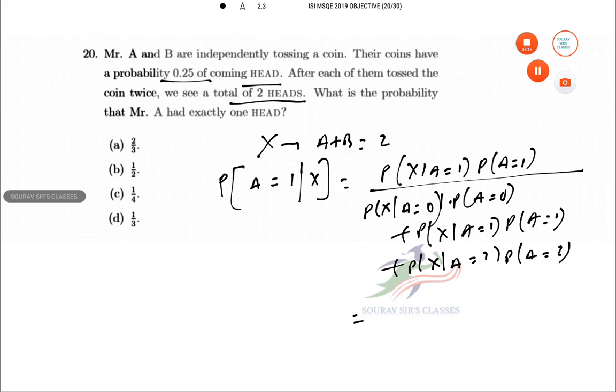So we just put all these values. Then finally you get 2 by 3 and that's the answer. That is option number A.